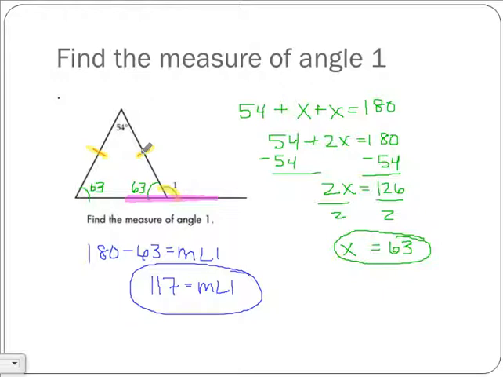So we used what we learned about the angles in isosceles triangles, and that there are two congruent angles opposite the congruent sides, to help us solve this.